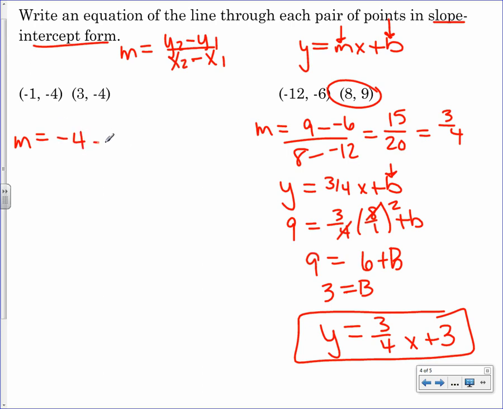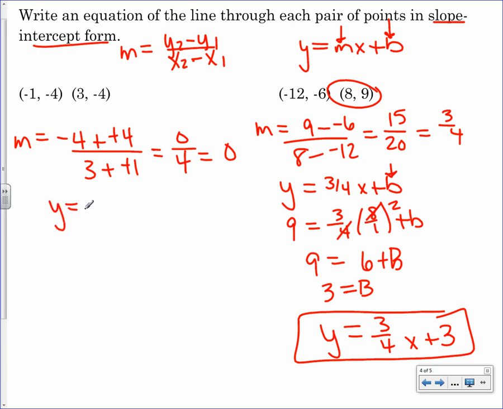So -4 minus -4 all over 3 minus -1. What do we get in the numerator? Keep it, change it, add the opposite. You get 0 over 4, which is 0, right? There's a couple different ways we can think about that. Let's just finish it with the algebra since that's what most of you are probably used to, but then I'll talk about how you could have thought about it instead, okay?